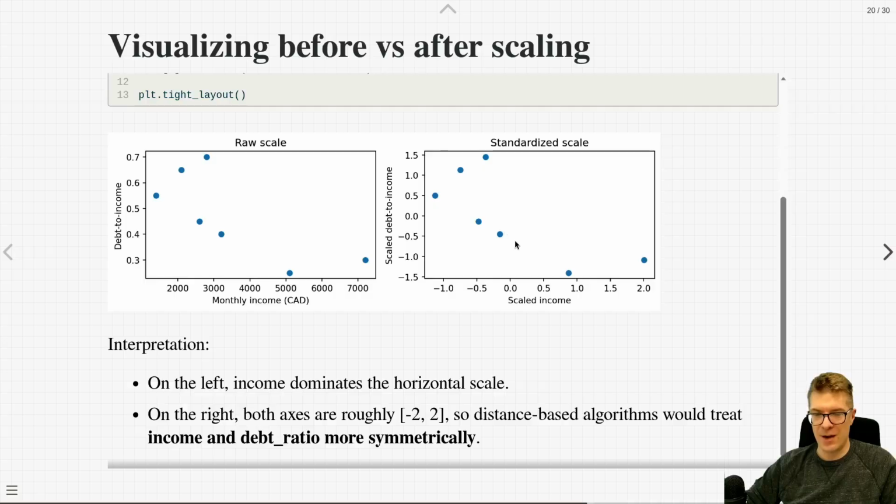But the distances have now all been scaled also. On the right, these axes are approximately, roughly -2 to 2. So any kind of algorithms based on distance would treat these variables symmetrically, right? And wouldn't overemphasize monthly income.